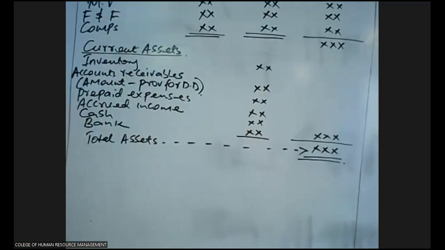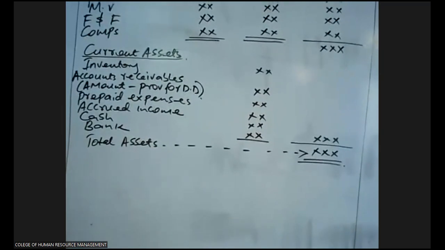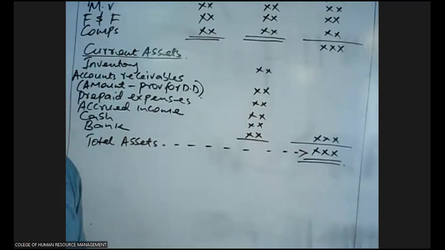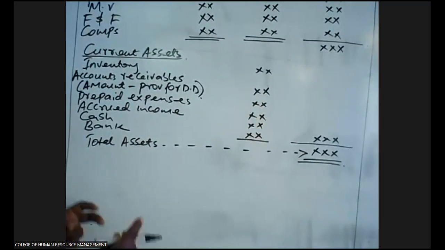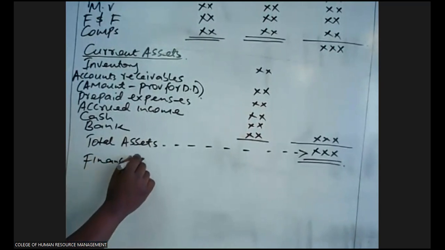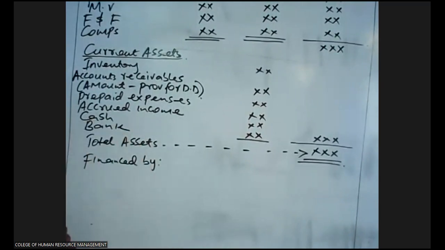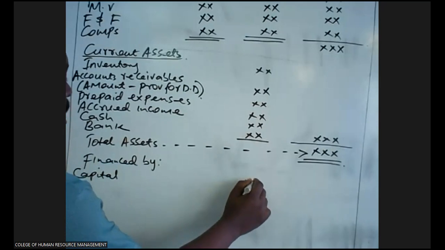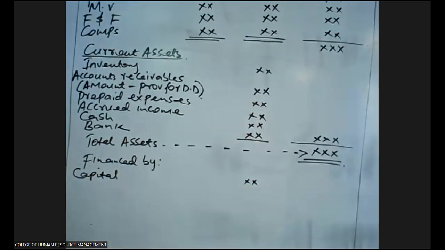Once that is captured, now you ask yourself one question, a very valid question. If these are the total assets, how did we acquire them? How were they financed? You come here and say part of them were financed by capital. Capital requires some keyword adjustment. This is the opening capital for the period.